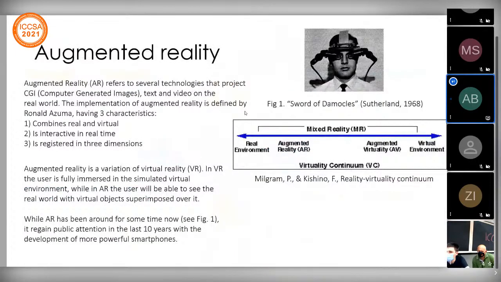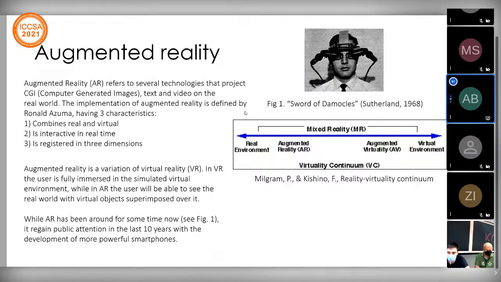Augmented reality is not something new. It's actually been present from 1968, and it refers to technologies that project CGI over the real world. A good definition from Ronald Azuma was that it should have three characteristics. It should combine the real and the virtual. It should be interactive in real time, and it should be registered in 3 dimensions.